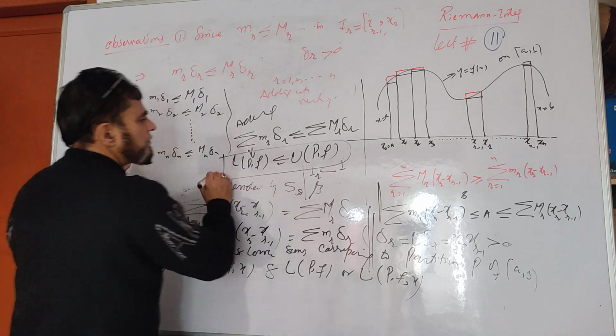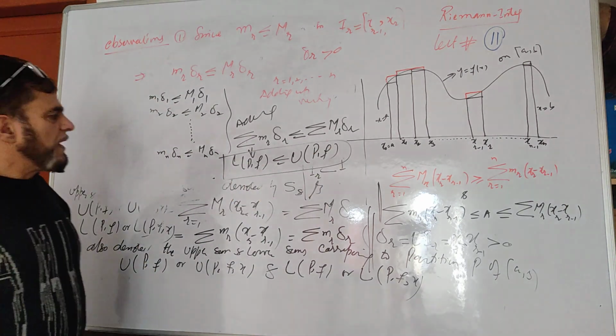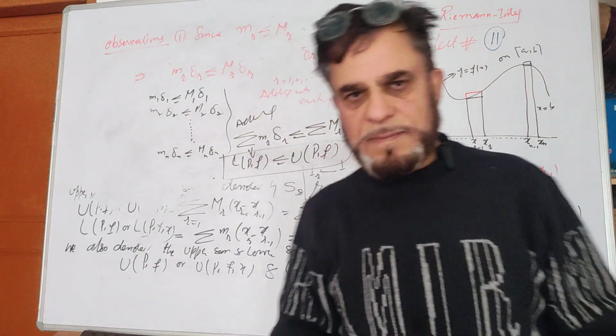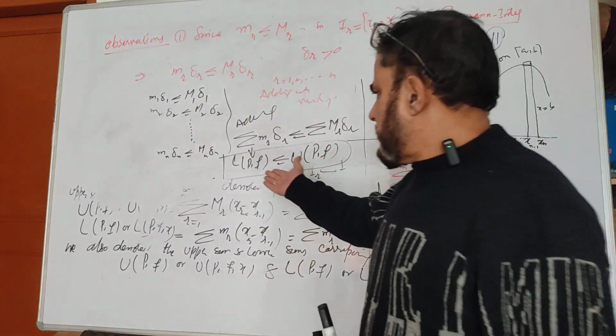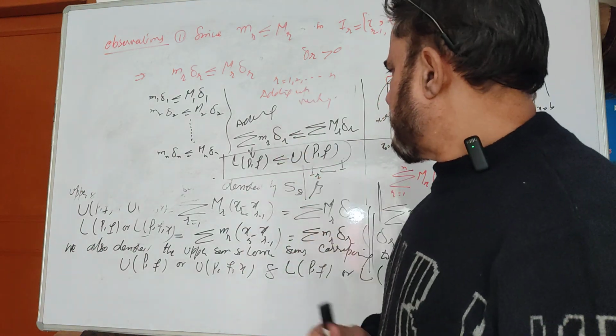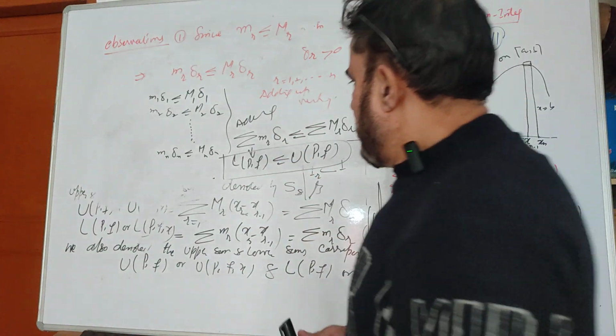For any partition of the closed interval AB, our lower Riemann sum is less than or equal to the upper Riemann sum. So it is a partition. We take the closed interval, we add up these, and we prove LPF is less than or equal to UPF.